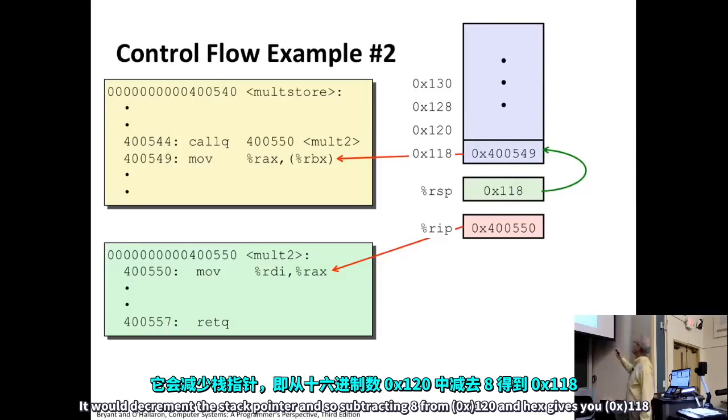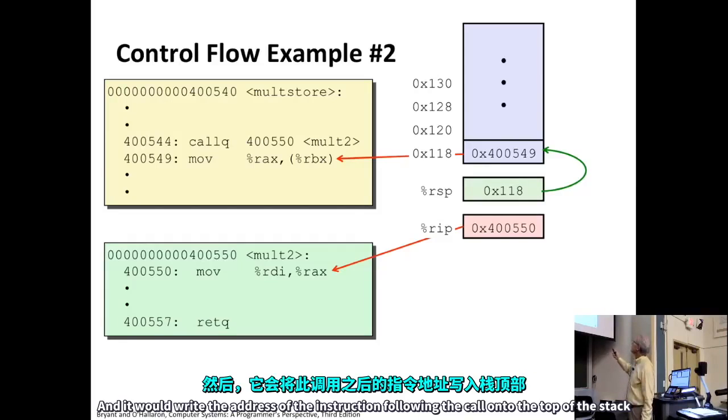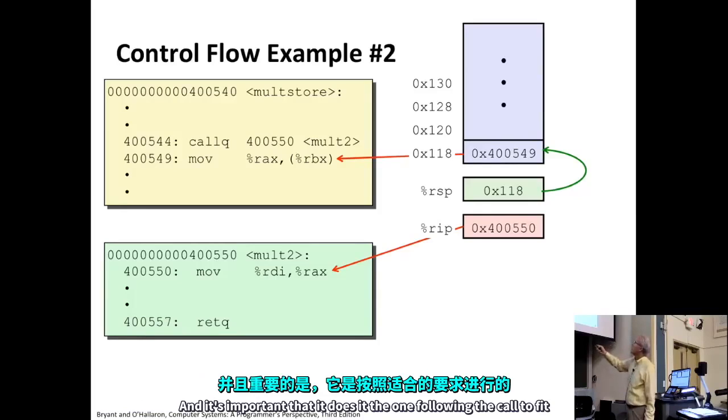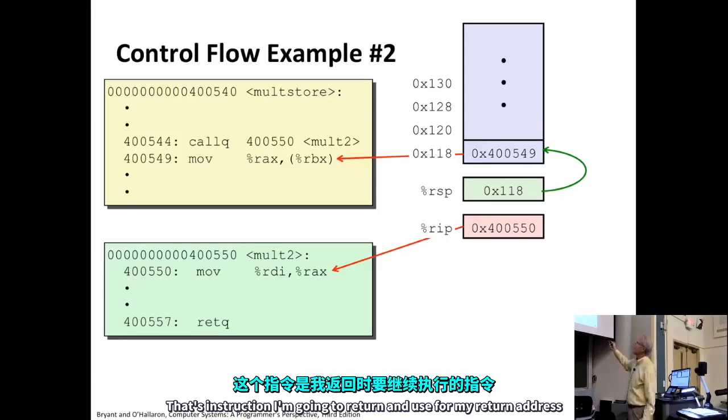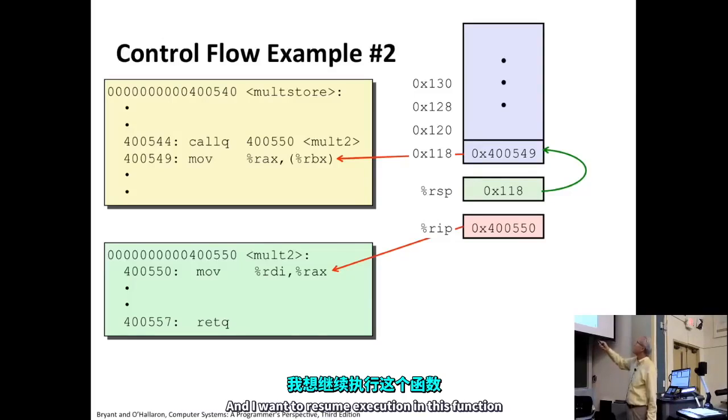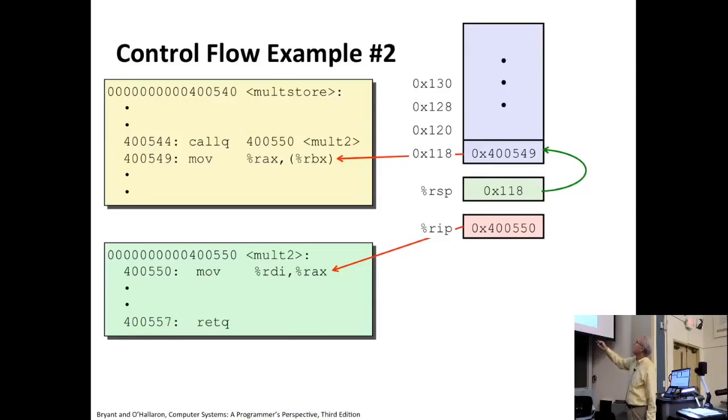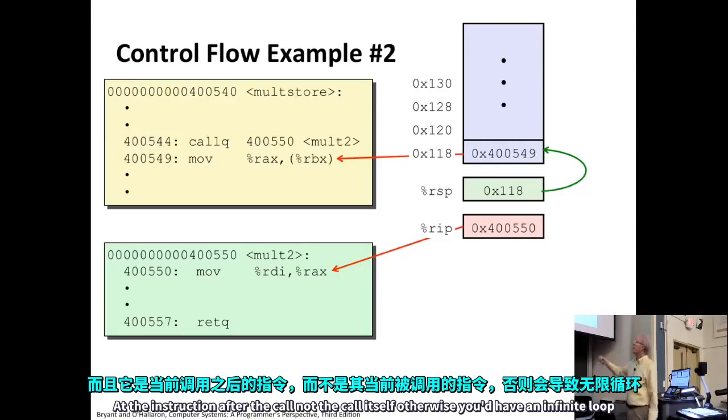It would decrement the stack pointer, and so subtracting 8 from 120 in hex gives you 118. And it would write the address of the instruction following the call onto the top of the stack. It's important that it's the one following the call, because that's the address I'm going to use for my return address. I want to resume execution in this function at the instruction after the call, not the call itself. Otherwise, you'd have an infinite loop.